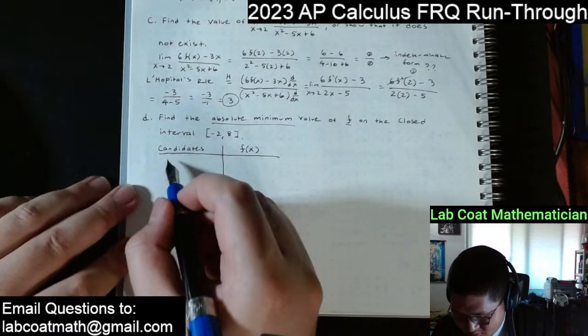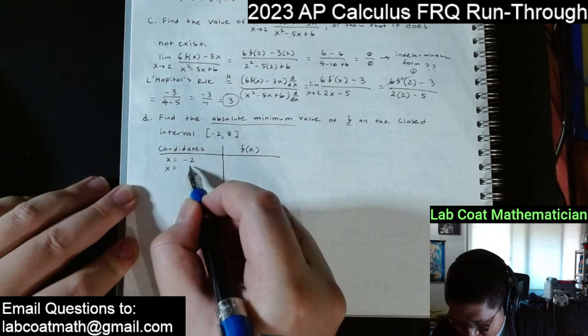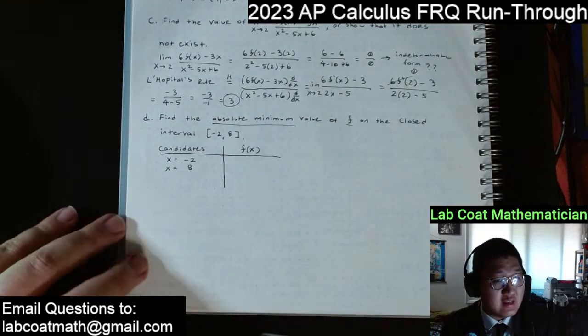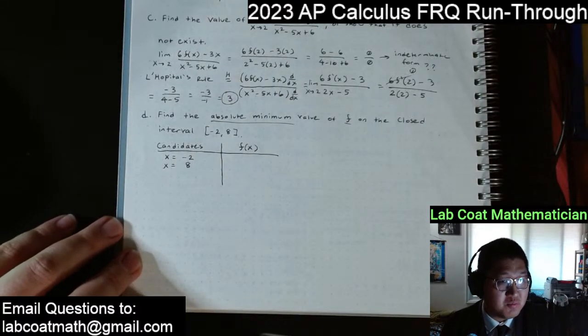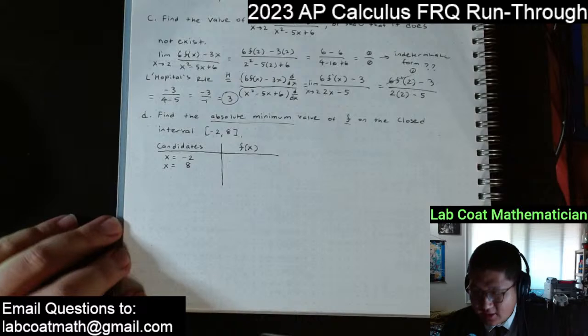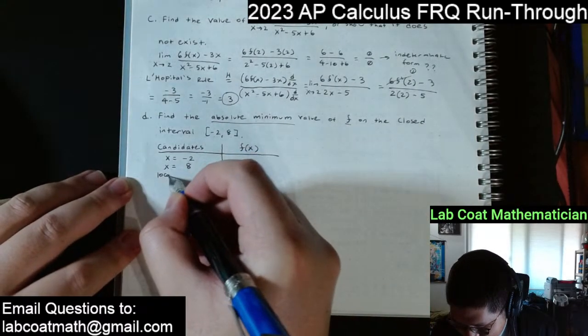Candidates, of course, will mean that we look at the endpoint values, so x is equal to negative 2, x is equal to positive 8, right? Any of those endpoint values from where we're ending our observation could be the lowest point on the entire function. Then from there, we have some local minimums.